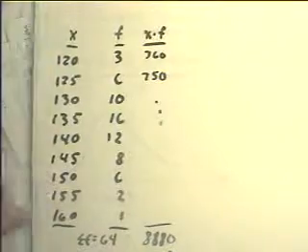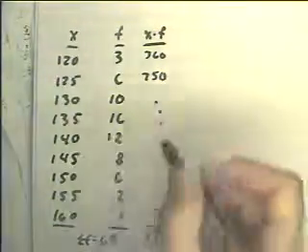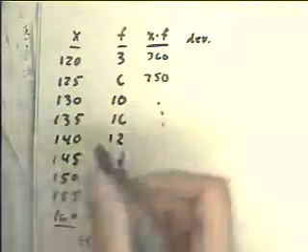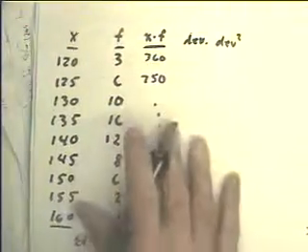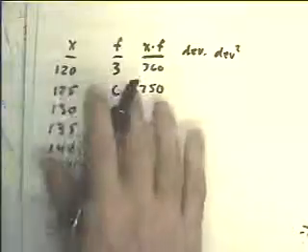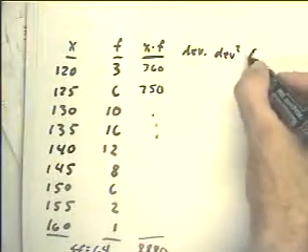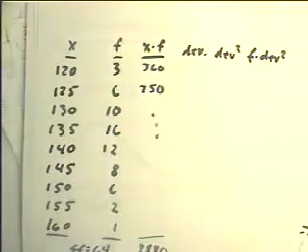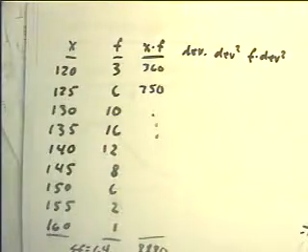Now we want to calculate the standard deviation here. First thing we need is our deviations. And then we're going to need the deviation squared. And then, since each of these represents something that occurs multiple times, we'll need f times the deviation squared, so that we can add up all our squared deviations. Then we'll be able to average them and calculate the standard deviation.